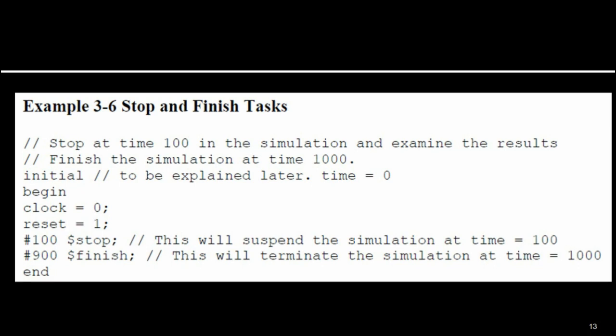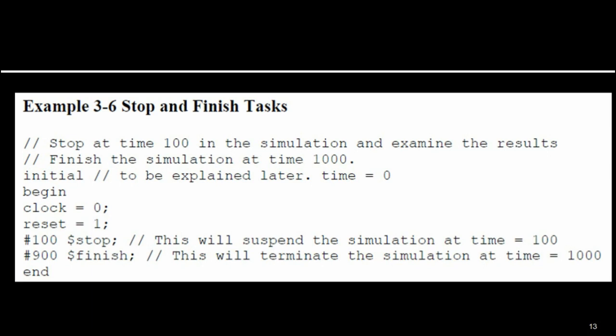So how to write it? The first instruction is initial, then begin. Initially we assume clock equal to 0, then reset equal to 1, then #100, which represents the time delay. At time 100 we stop the simulation with the $stop task. This will stop and suspend the simulation at time 100.